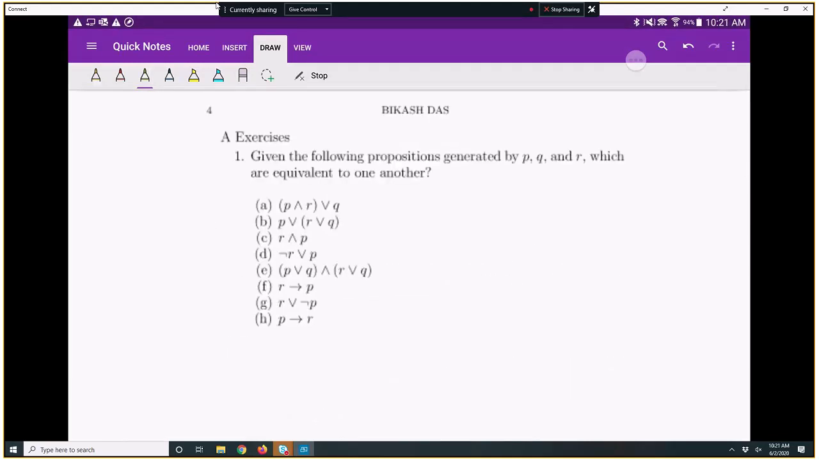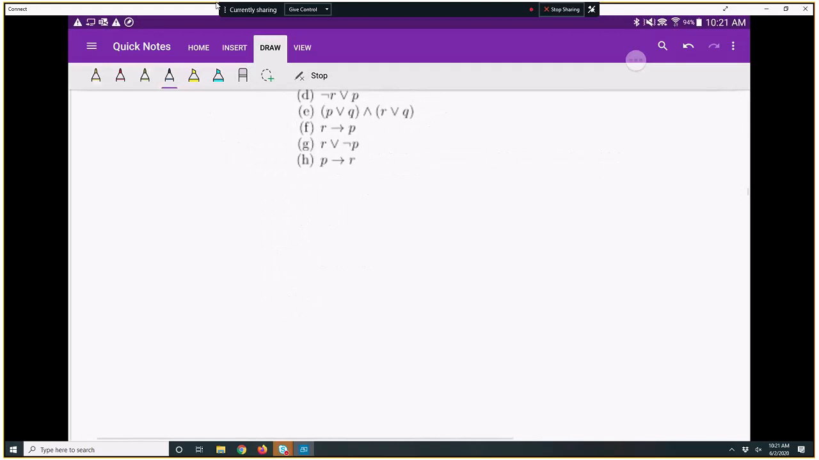So let's work through some exercises together. First, we're given a list of compound propositions, and we're asked which are equivalent to one another. So the simplest way to get started with this is going to be to just make truth tables for them, and then we'll compare which columns in our truth table have the same values and conclude which are equivalent. So I'm going to start with P, Q, and R.